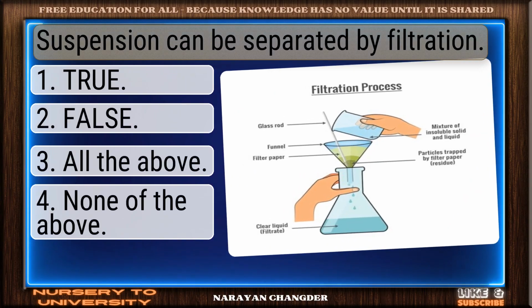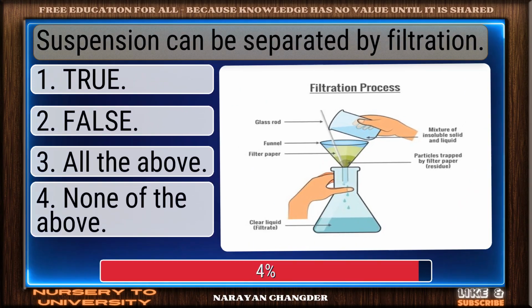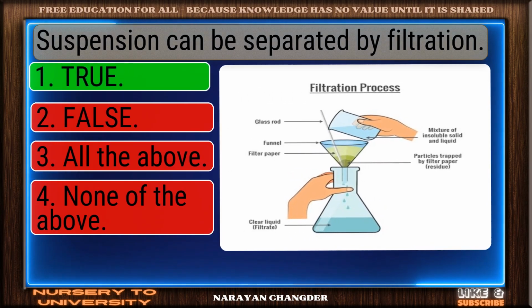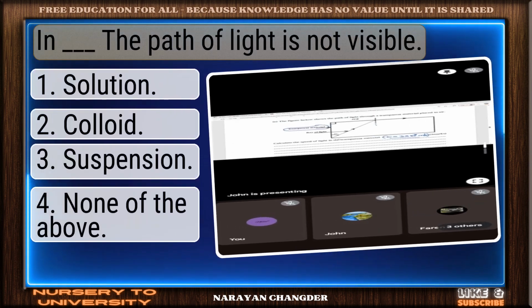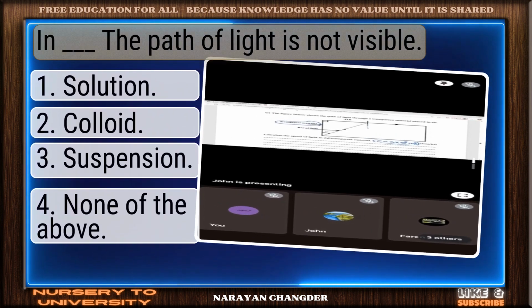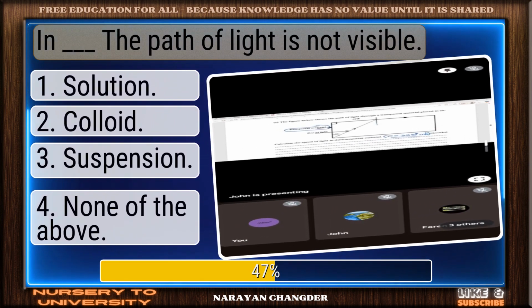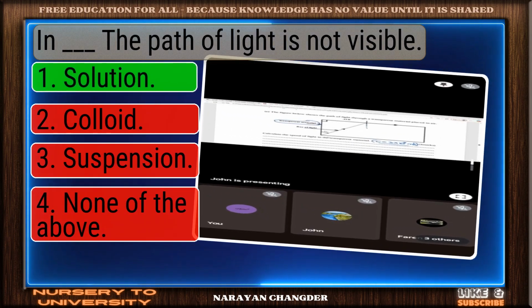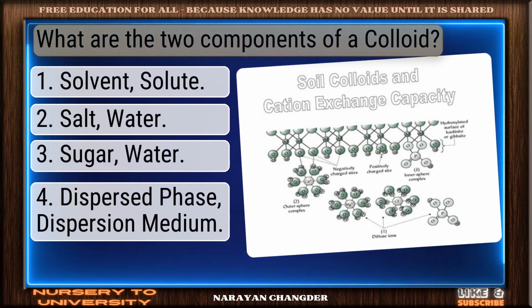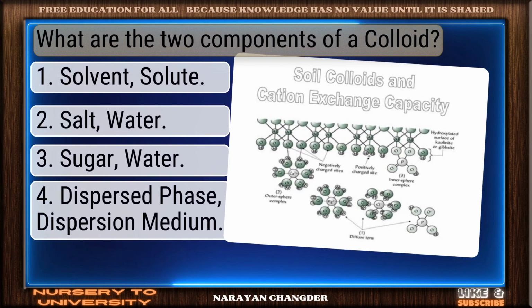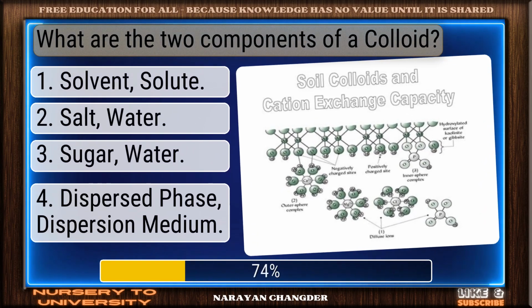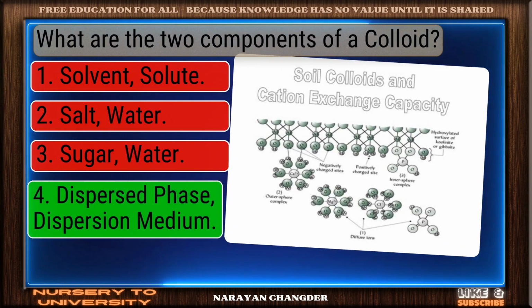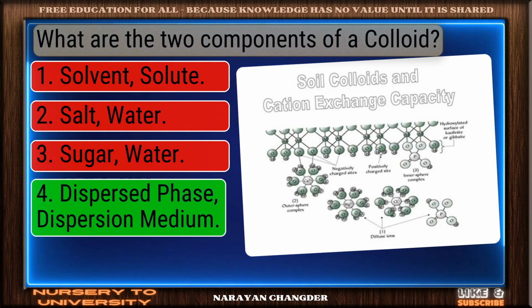Question number 222. Suspension can be separated by filtration. You chose true, and it is correct. Question number 223. In dash, the path of light is not visible. Smart pick. Solution is the correct choice. Question number 224. What are the two components of a colloid? Good thinking. Dispersed phase, dispersion medium is the right answer.